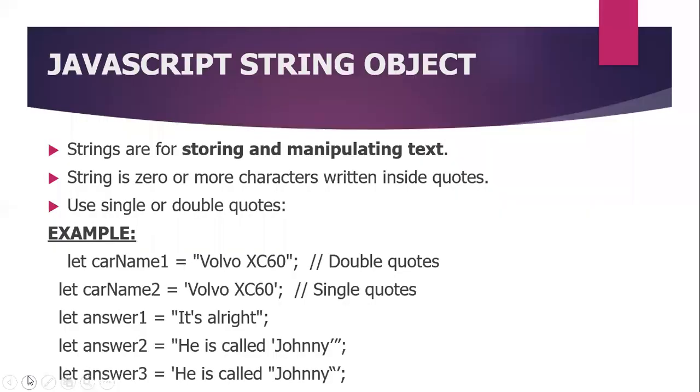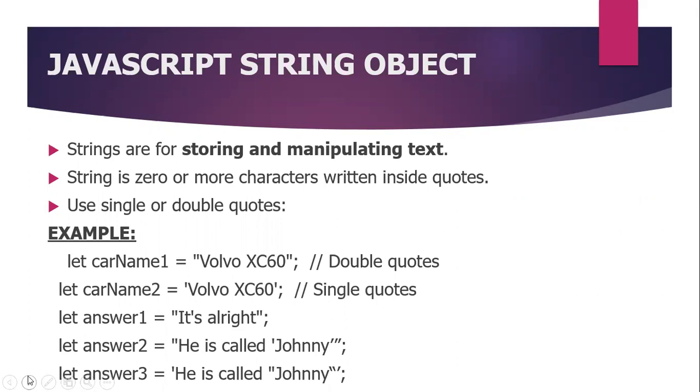Now we are going to see about JavaScript string object. Under JavaScript, many primitive objects are available: Math, date, string, boolean, number, etc. So now we are going to see about JavaScript string objects. Strings are used for storing and manipulating text. A string is zero or more characters written within quotes. We can use single or double quotes.